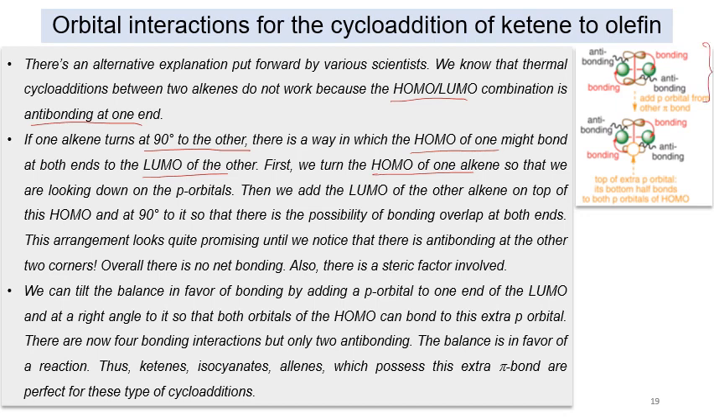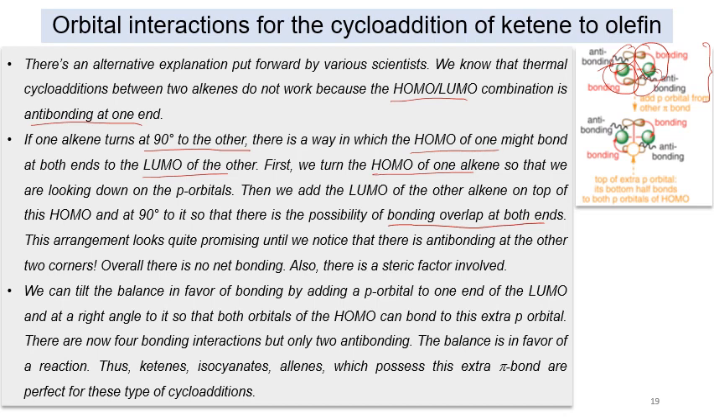So there is bonding overlap at both the ends. These are orthogonal now. Now this looks very good. We have seen this particular arrangement. However, there is now also an antibonding overlap at this particular end.